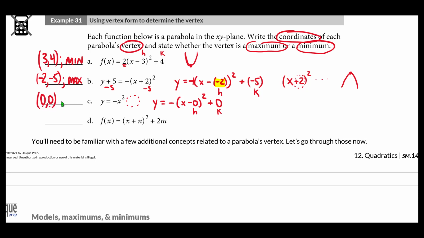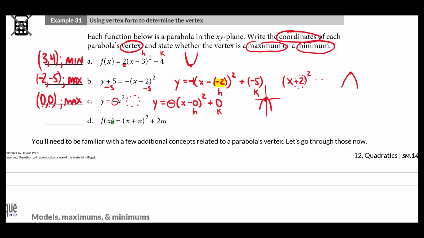H value, k value, and because once again we have a negative a value, we know that our vertex is going to be a maximum. Again, this parabola will be oriented downward facing, and the vertex of that parabola will be right there at the origin.